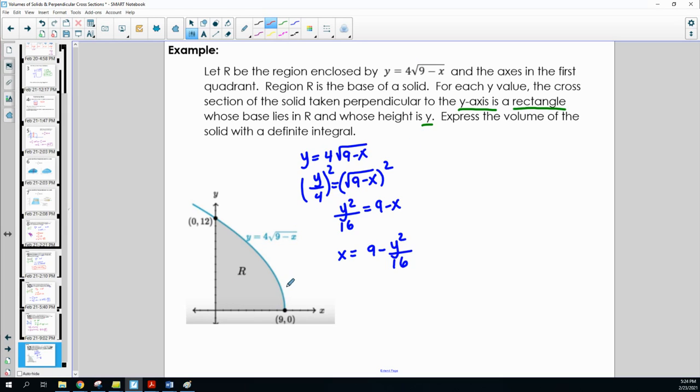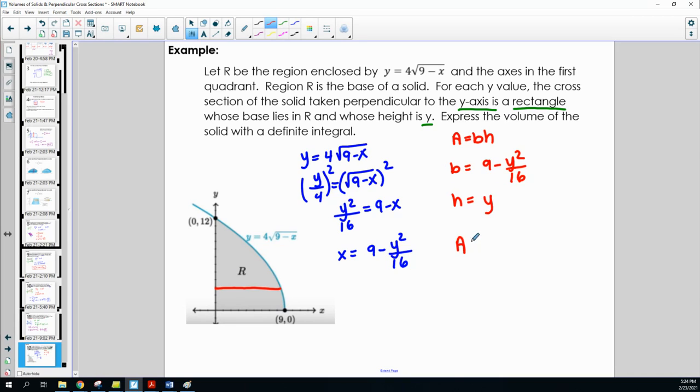Okay, so since I'm going perpendicular to the y-axis, my base is going to look like that. It's going from right to left or left to right, whatever. So when we're finding the base, first of all, we know area is going to be base times height. To figure out the base in this case, since we're doing it perpendicular to the y-axis, will be the right function minus the left function. So the right function is going to be what we solved for, which is 9 minus y squared over 16 minus the left function, which is just x equals 0, so just minus 0. So that's our base. Our height, they told us, is y.